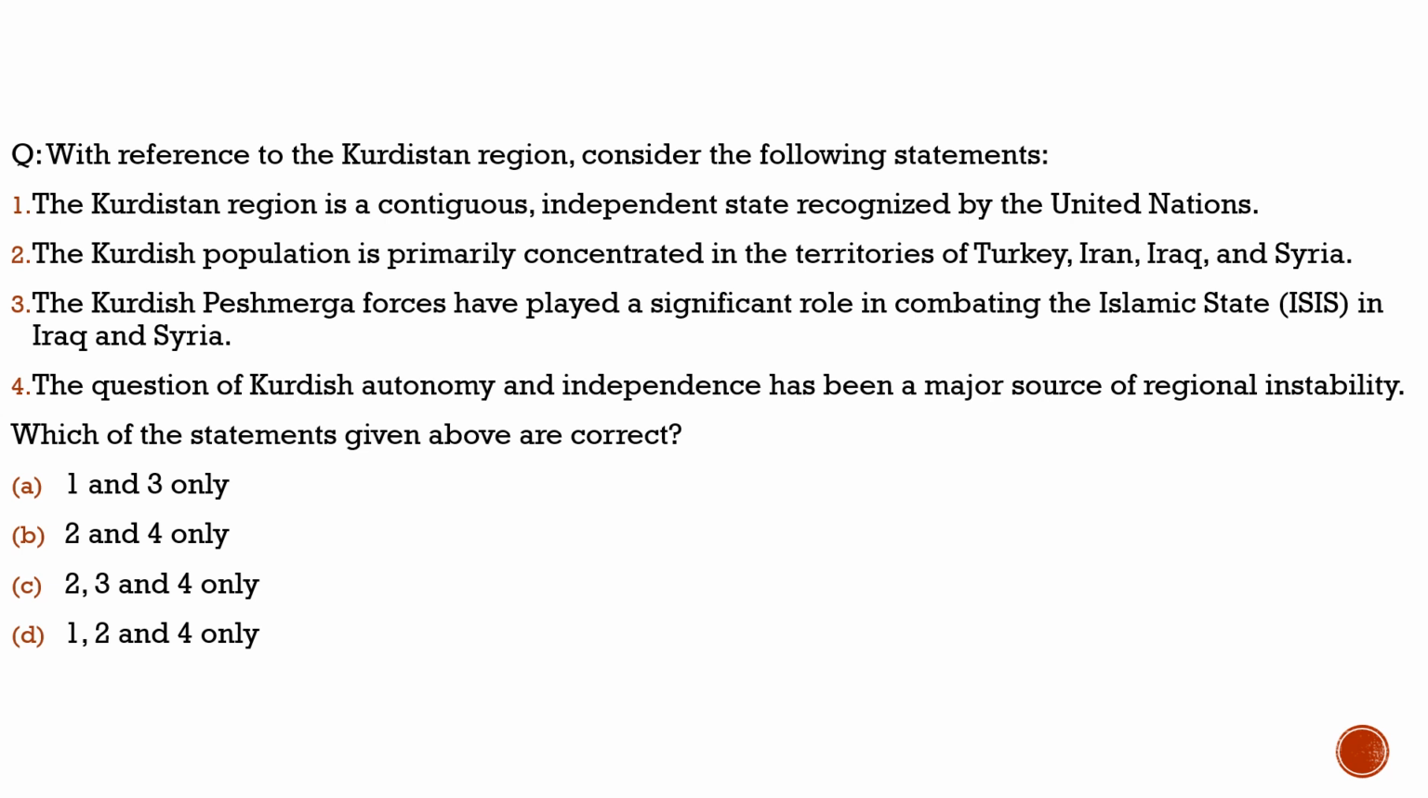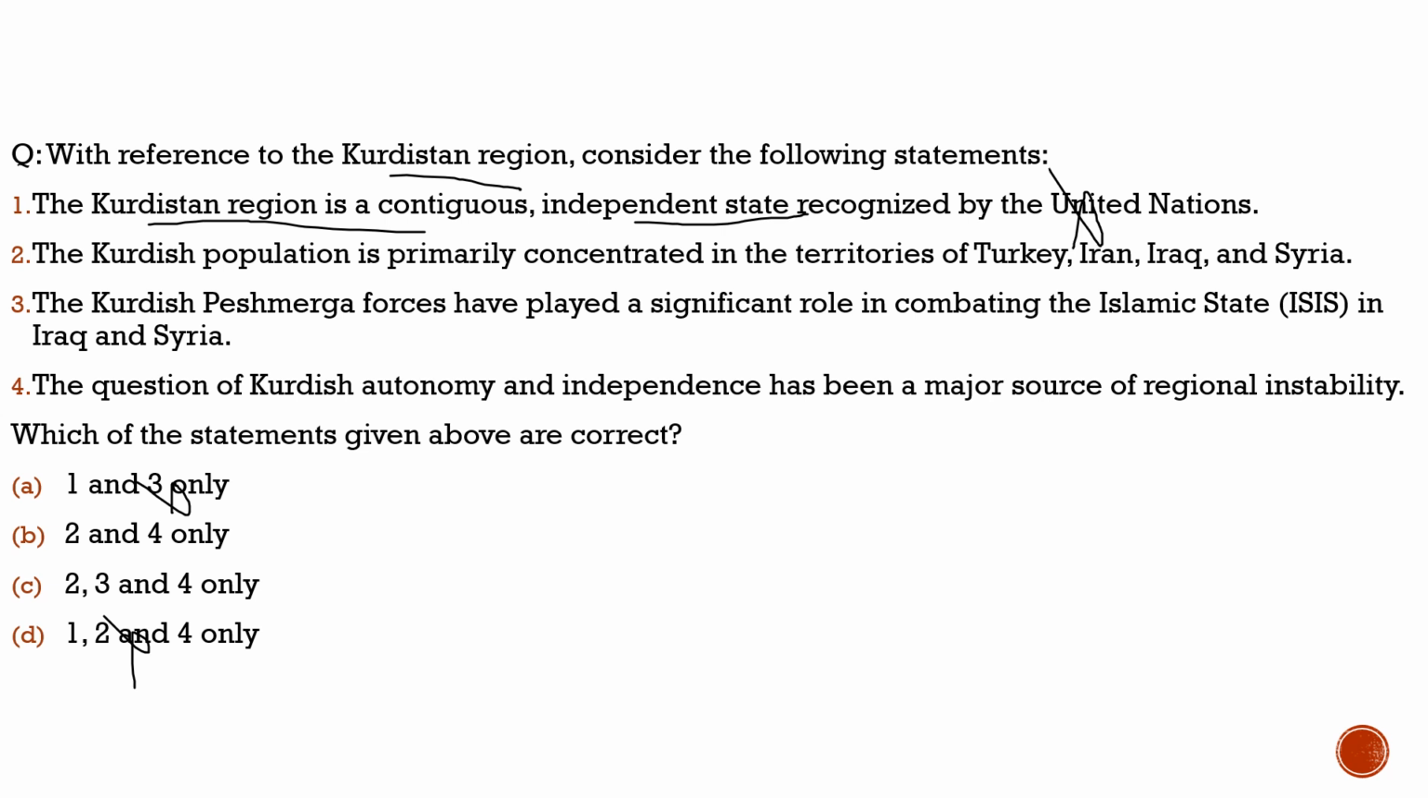So with respect to this, we need to know more about the Kurdistan region. We will understand that through this question. Let's solve the question here. The question says, with reference to the Kurdistan region, consider the following statements. First statement: the Kurdistan region is a contiguous independent state recognized by the United Nations. Totally incorrect. When the first statement is incorrect, we can eliminate option A and option D. We are left with option B and option C.